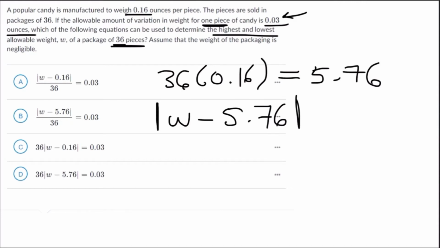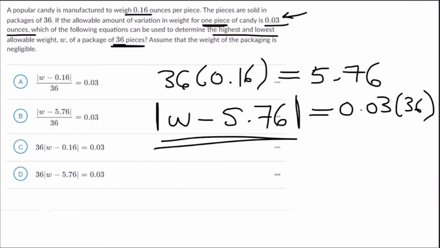And I'm going to just take the absolute value just in case it's the highest or lowest. We still want the number. We don't want the negative sign if it were less. So this will be the weight of the highest or lowest. And we want to make sure that this allows only the variation to be 0.03. So let's say this was equal to the variation 0.03 multiplied by 36, assuming that every single piece had the maximum variation, whether it's more than or less than, because this is negative or positive, it doesn't matter. So we're just going to set it up like this. This will be the equation.